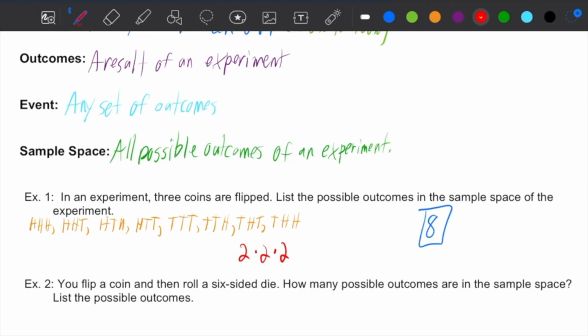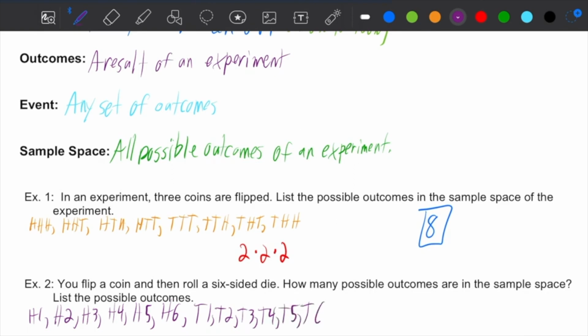Example 2: you flip a coin, then you roll a 6-sided die. How many possible outcomes are in this sample space? And list them. So for the possible outcomes, you flip a coin, so you get heads and a 1, heads and a 2, heads and a 3, heads and a 4, heads and a 5, heads and a 6. You could also have tails with all of those same numbers. Giving us a total of 12 possible outcomes in our sample space.